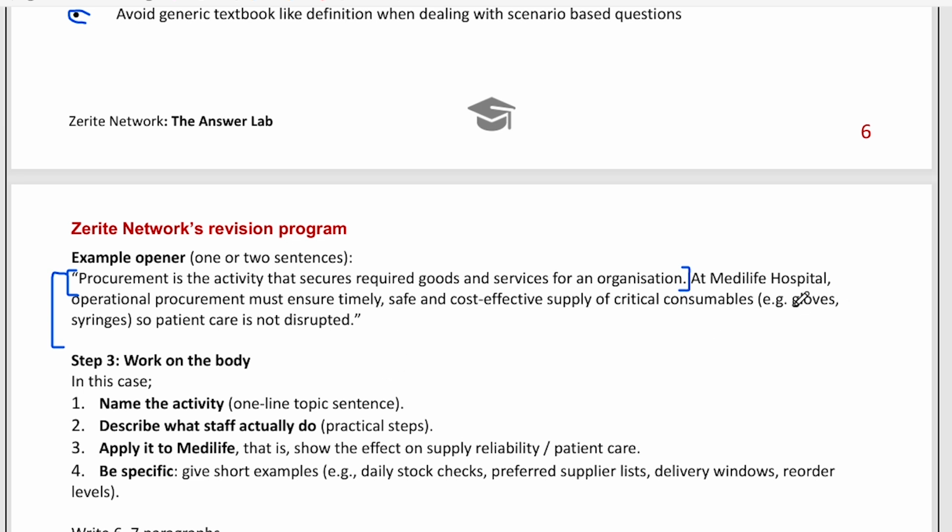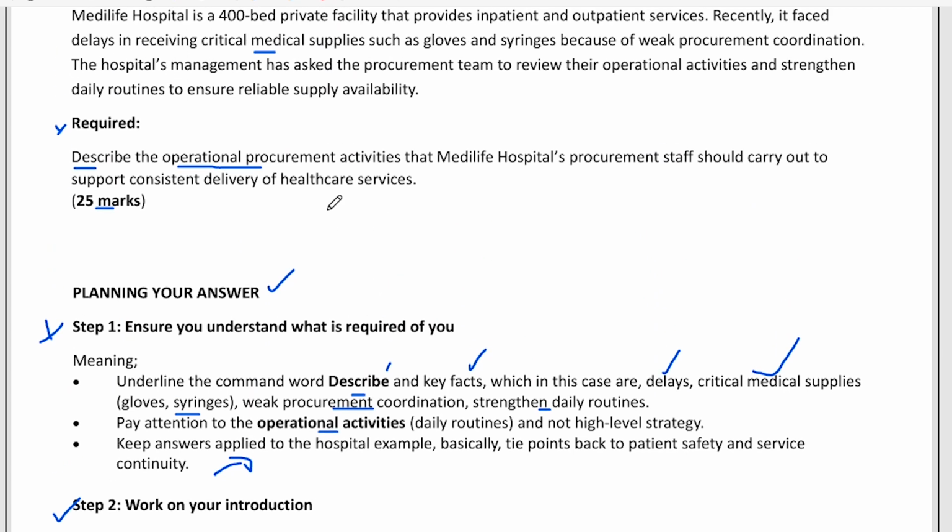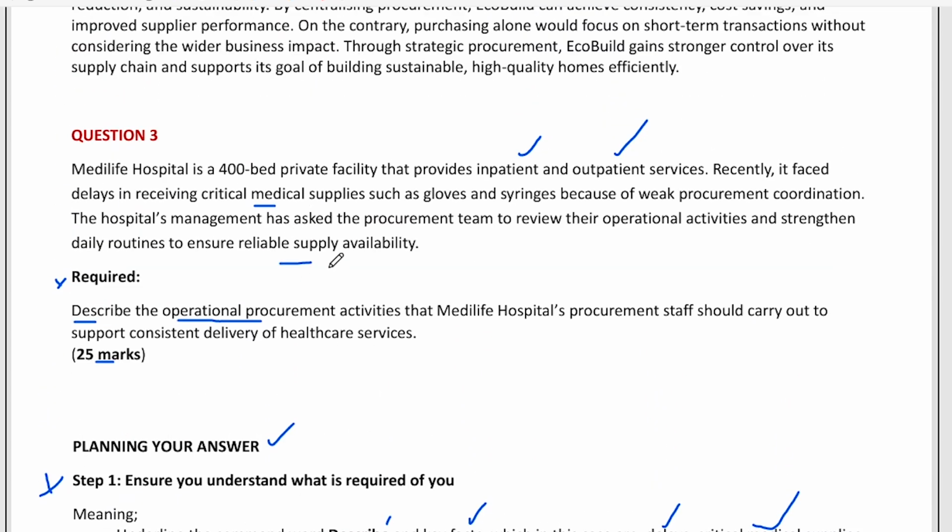And then you link it to the scenario. So at Medilife Hospital, operational procurement must ensure timely, safe, and cost-effective supply of critical consumables, or you could say critical requirements or critical items. In this case, gloves and syringes, so patient care is not disrupted. What have you done? You've defined procurement and you've linked it to the scenario here, the medical scenario.